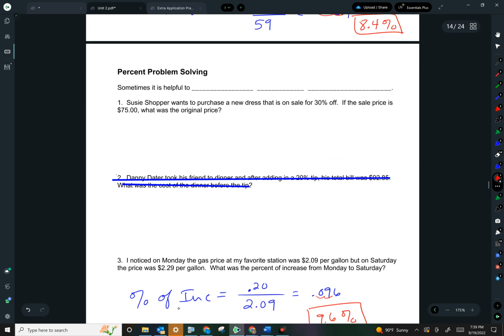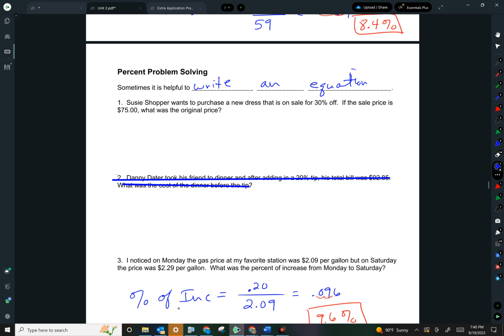So let's go back to number 1. Even though this isn't a percent of increase necessarily, I do want to just kind of remind you that what we said for percent problems, sometimes it's helpful to write an equation. It always comes down to equations. All right, Susie Shopper wants to purchase a new dress that is on sale for 30% off. Okay, if the sale price is $75, what was the original price?